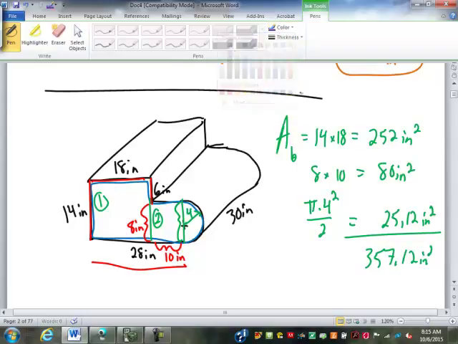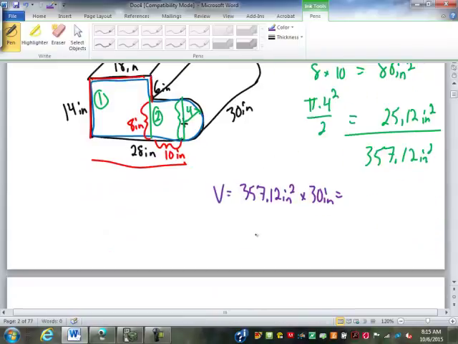Okay. So now my volume is 357.12 inches squared times 30 inches, which is 10,713.6 inches cubed. What do you think? Good stuff?